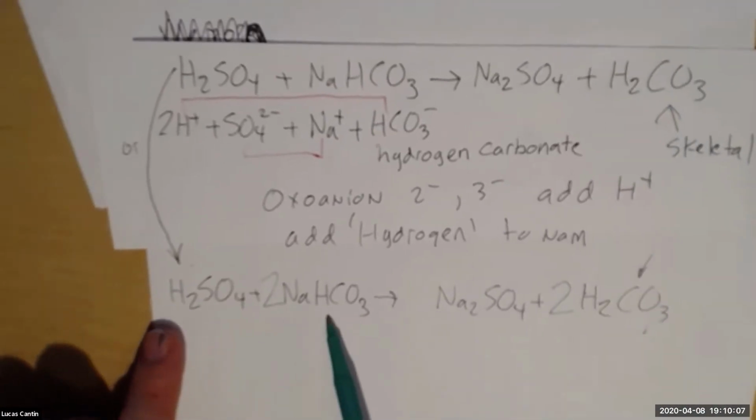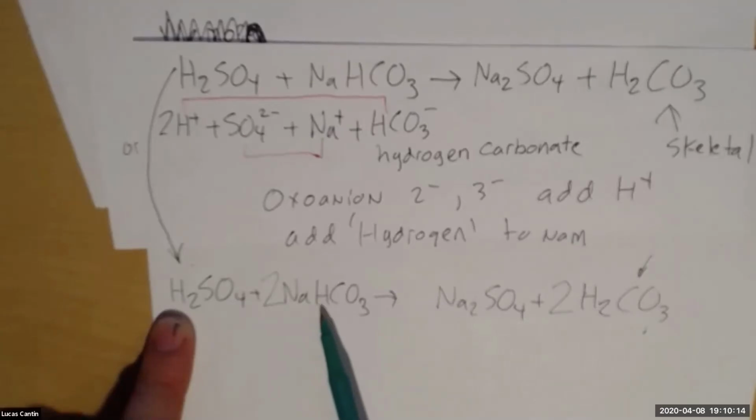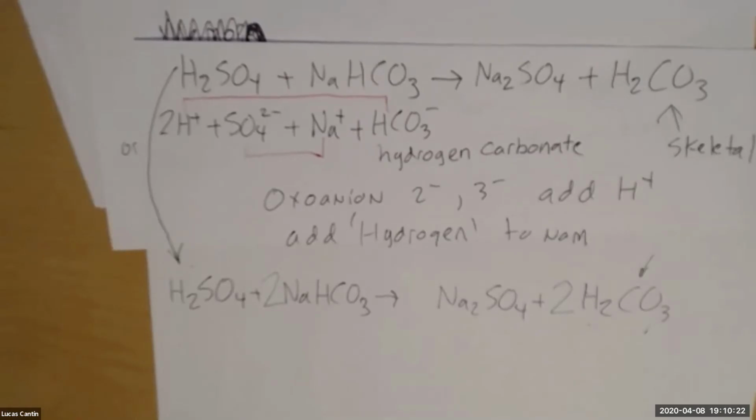Okay, so how many hydrogens are here? 2. 2 here, and then 2 more there, so I have 4. How many hydrogens are here? 4. This thing's balanced, okay? Yes. Okay.